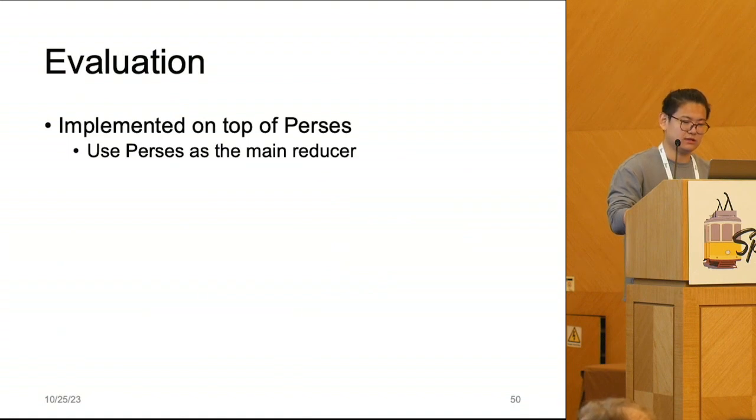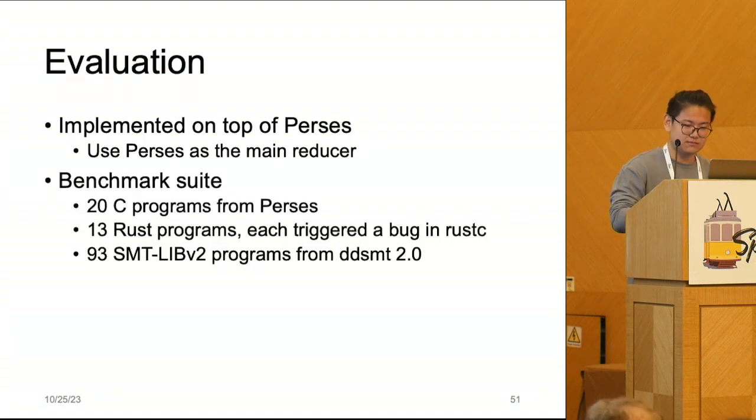To evaluate our approach, we implemented a prototype of Vulkan on top of Perses, and we used Perses as the main reducer in Vulkan. And we conducted extensive experiments with a multilingual benchmark suite, which contains 20 C programs, 13 Rust programs, and 93 SMT programs.